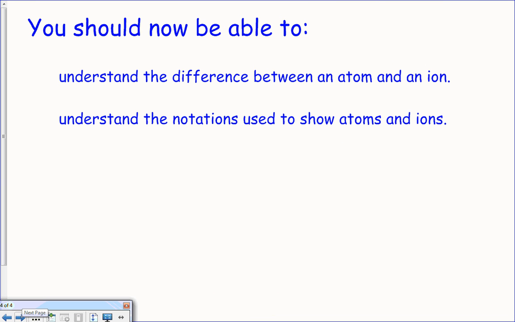So we're going to have some examples to work on to get us familiar with this whole thing, but now we're starting to use what we've learned. We can now differentiate between an atom and an ion. One has charge, one doesn't. And now we know how to write our notations.